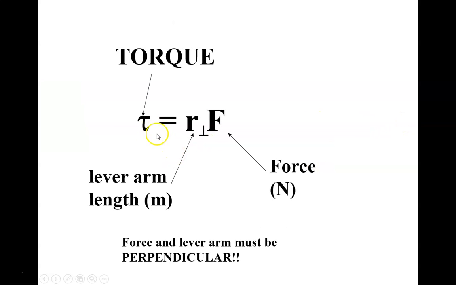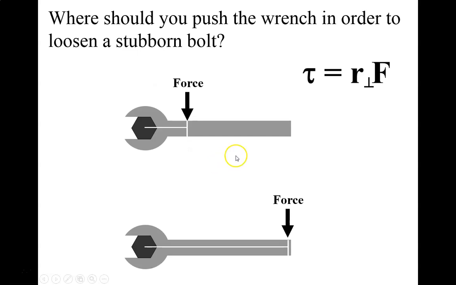So the equation for torque: this is not a T, this is a Greek lowercase tau, and that's the symbol we use for torque to differentiate it from time. Torque equals r, which is our radial distance, our lever arm distance, and notice that there's a perpendicular symbol there. So this is our perpendicular distance from the force. So torque is equal to force times distance, force times lever arm. The force and lever arm have to be perpendicular in order to create torque.